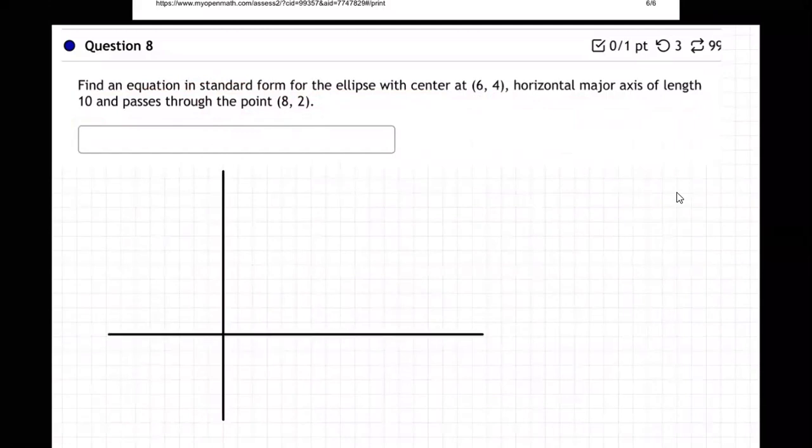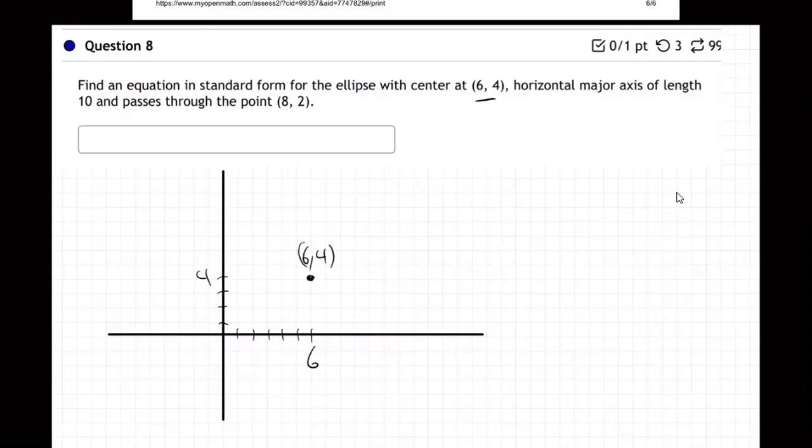Something like that, okay. And then we want to locate the center, which is (6, 4). So 1, 2, 3, 4, 5, 6. Up 1, 2, 3, 4. So right there, there's the center (6, 4) for the ellipse.